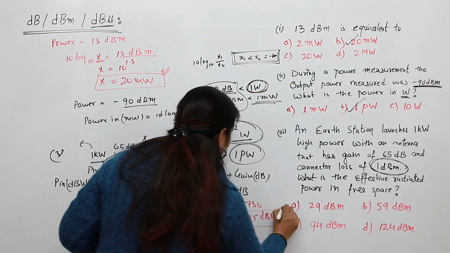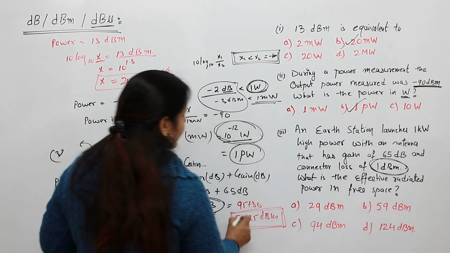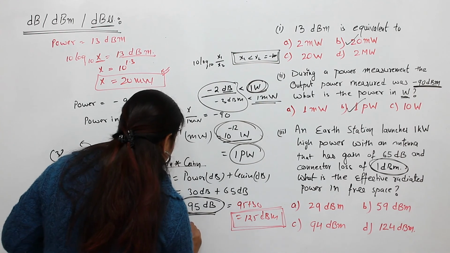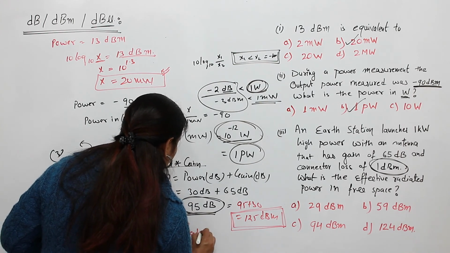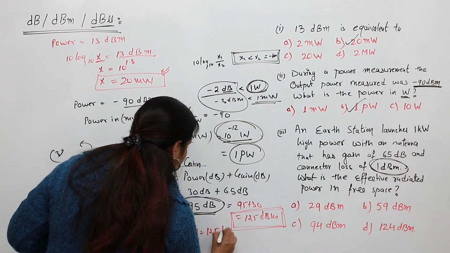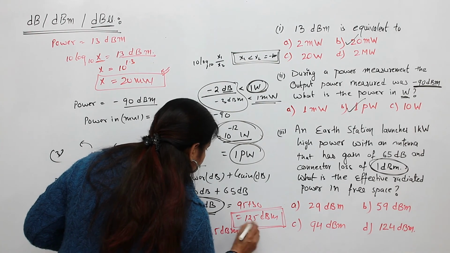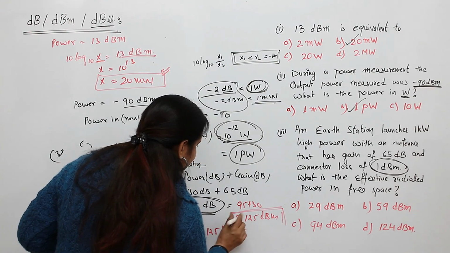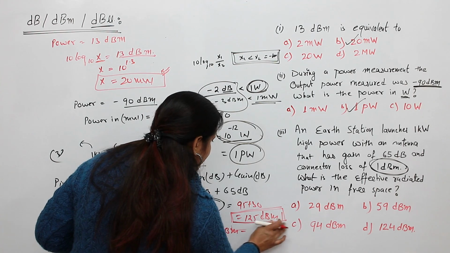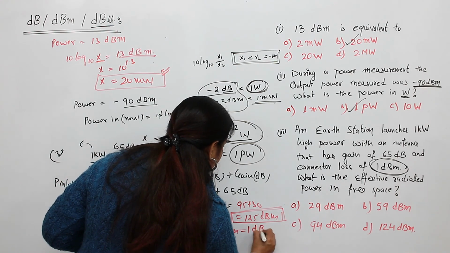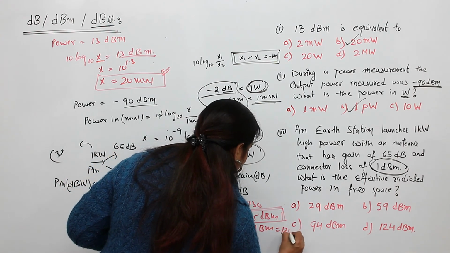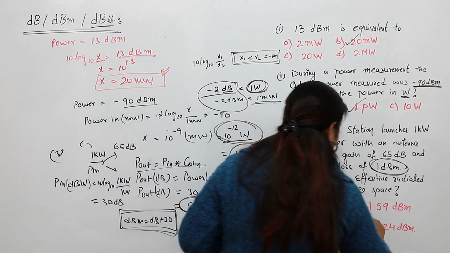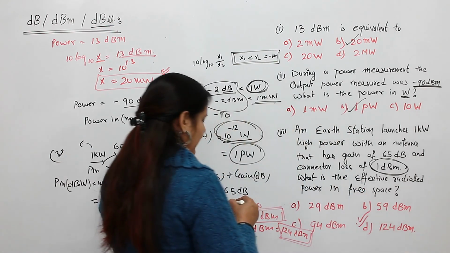If there were no loss, you would have this much radiated power, but there is a loss of 1 dBm. So P radiated will be 125 dBm minus 1 dBm loss, that is the connection loss to the medium, 1 dBm, that is 124 dBm. So your correct answer will be option D.